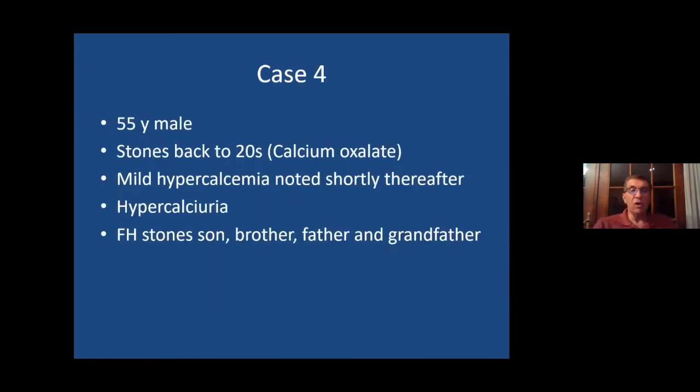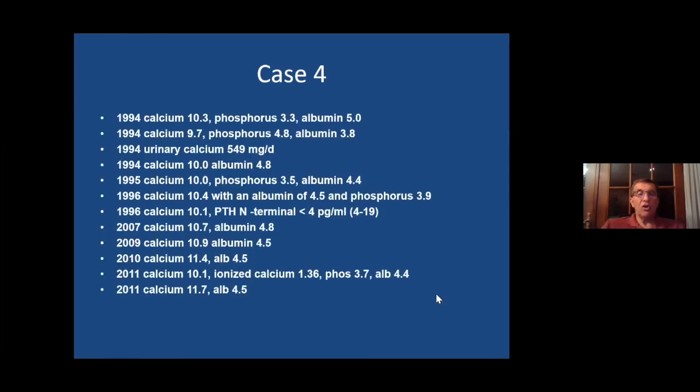So let me go on to one of our other cases. This is a patient who we just recently evaluated. 55, stones back to his 20s. Mild hypercalcemia noted in the 1990s. He has hypercalciuria and a strong family history of kidney stones. So I was able to get this old laboratory data on him, and you can see him in the 90s. He has this kind of mild hypercalcemia, and he had one N-terminal PTH, which was undetectable.